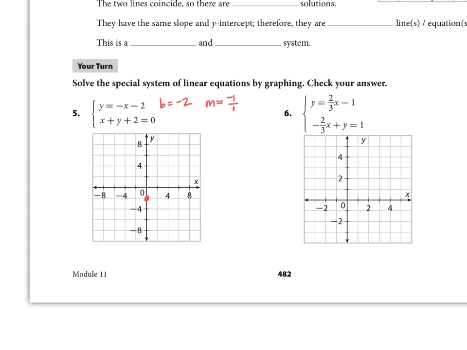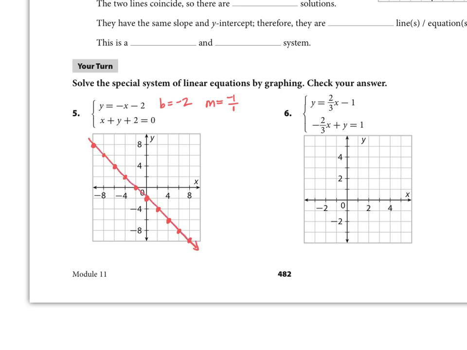Because my graph, you can see here, the x-axis goes by 2's, the y-axis goes by 2's as well. So if I go down 2 and right 2, I get my line, and I can go up 2 and left 2 as well. Okay, so that's the first line.